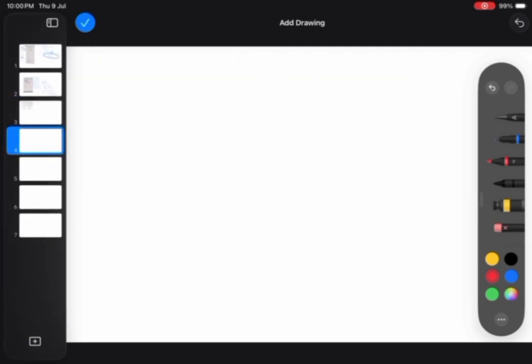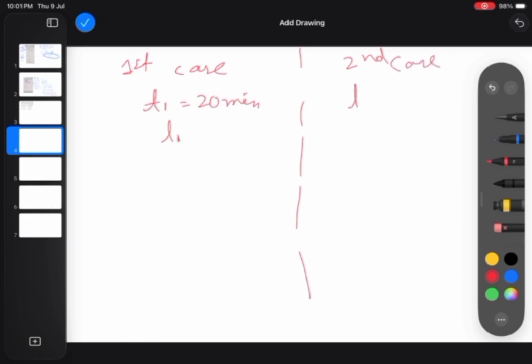Now if we look at both the cases, in the first case, let the time taken to boil be T1, which is equal to 20 minutes, and the length of the heating element, let it be L1. And in the second case, let the time taken to boil be T2, which is equal to 15 minutes, and the length of the heating element be L2.